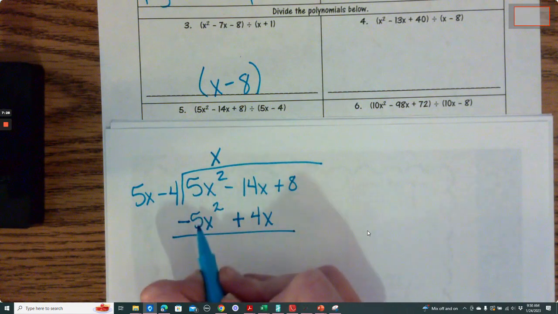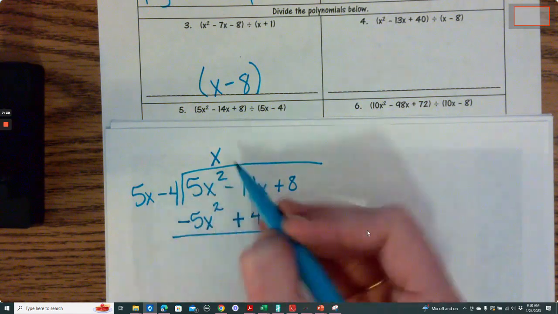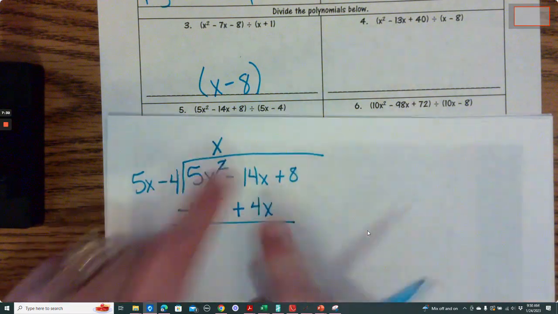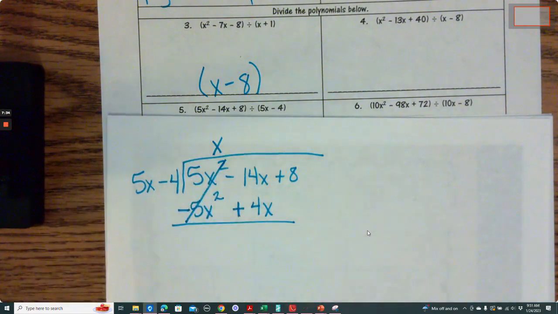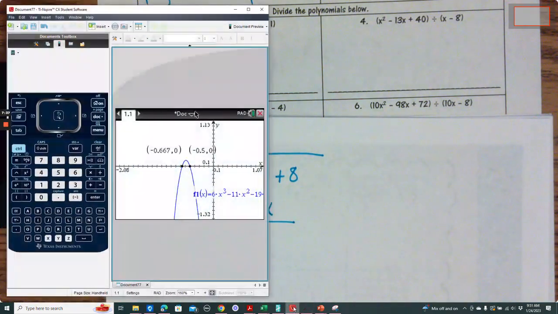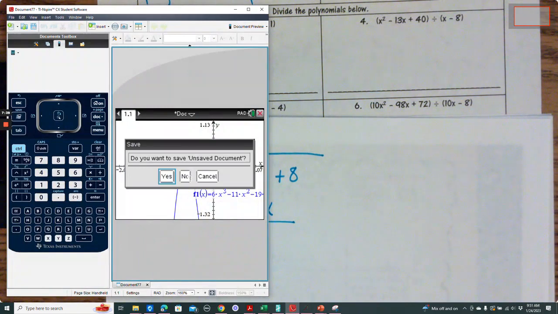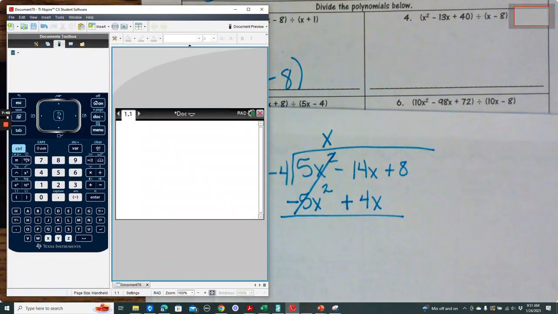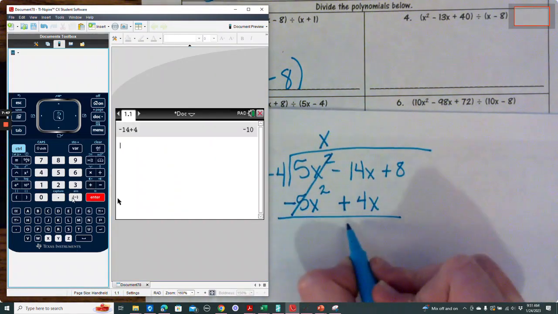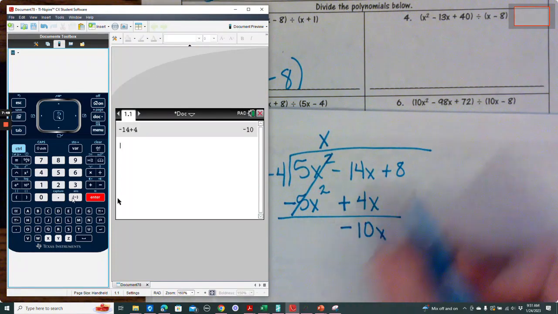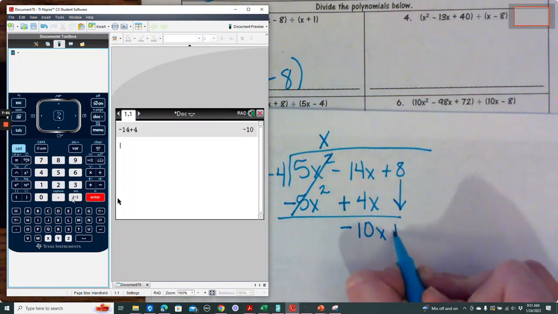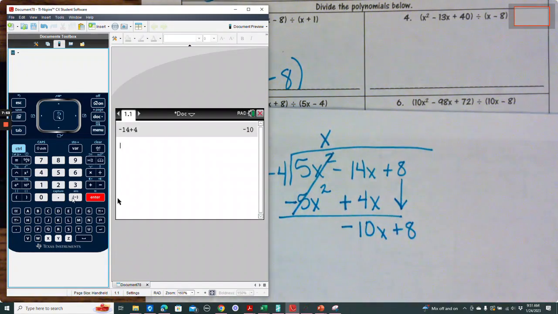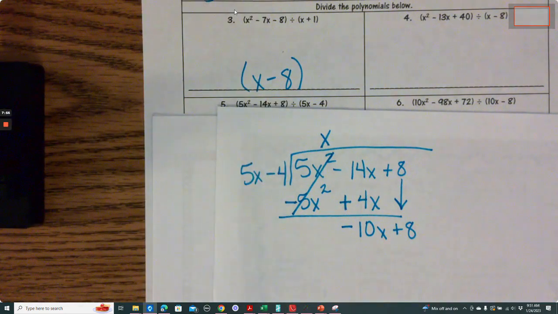So positive 5 and negative 5, variables are the same. This cancels. What you're doing here is you're combining like terms. Add the coefficients. So on that one, we would do negative 14 plus 4. And we get a negative 10. So that's what this one is. Negative 10x, and then bring down, plus 8.